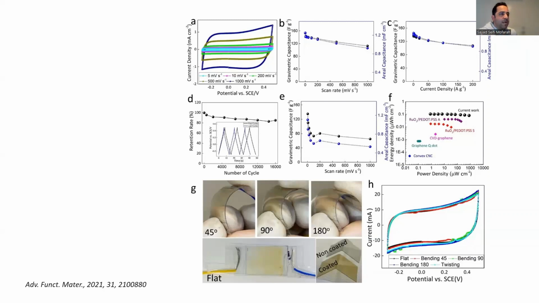Figure F shows the Ragone plots that compare the results that we obtained in this work with other values that were reported in other literature, and it shows that we actually have superior energy density and areal capacitance compared to other reports that were selected in this work, and also the power density is very good.